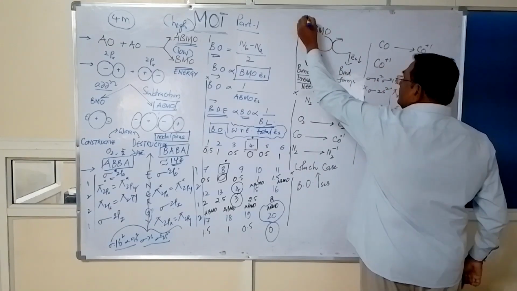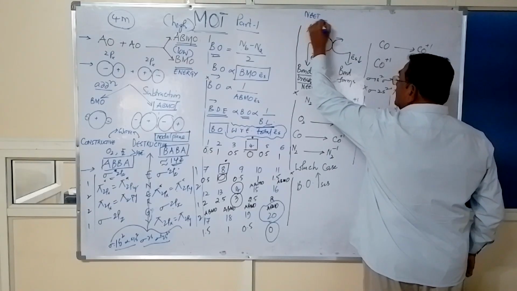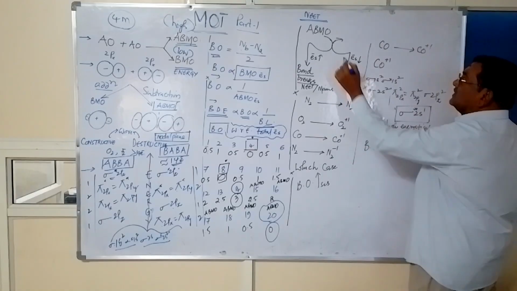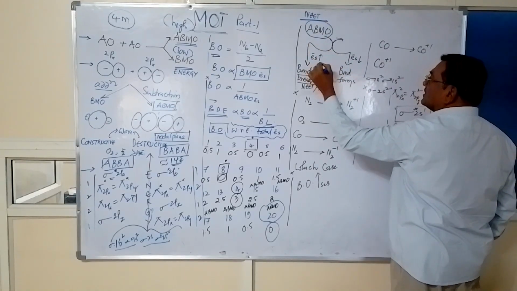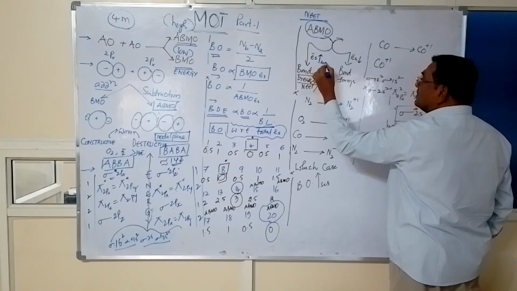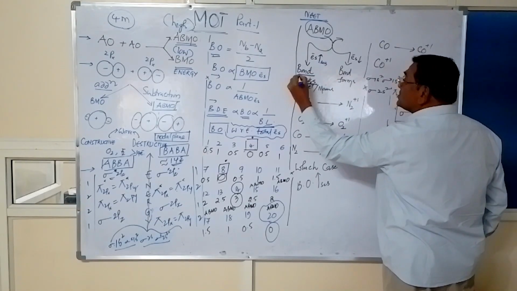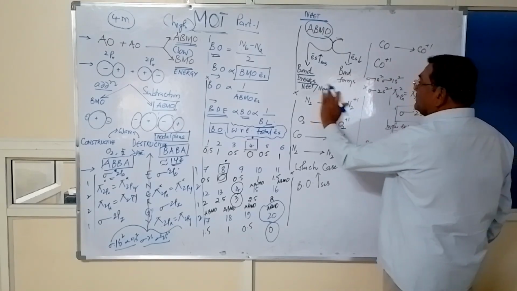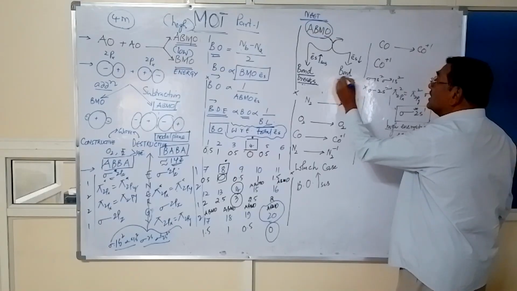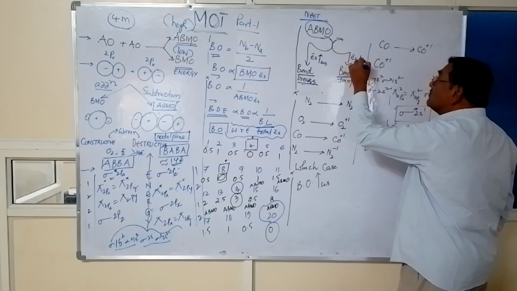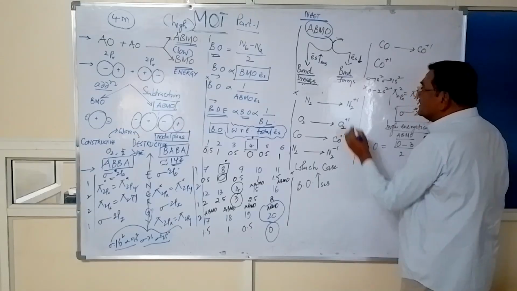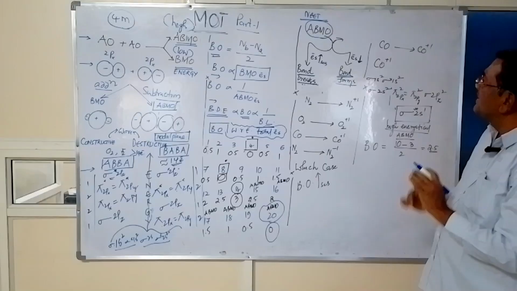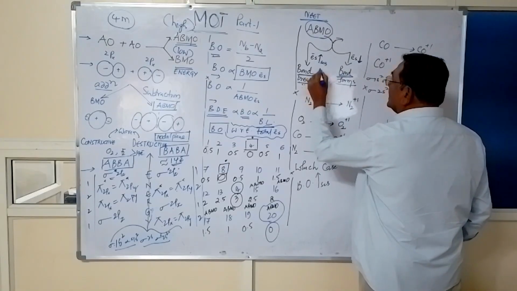And one more very interesting question that you have to learn, children. ABMO: if the number of anti-bonding molecular orbital electrons increases, what happens, children? The bond is going to break down. When the anti-bonding molecular orbital electron number decreases, the bonds are going to be formed. So that is the case you have to learn, and that is going to be the question.